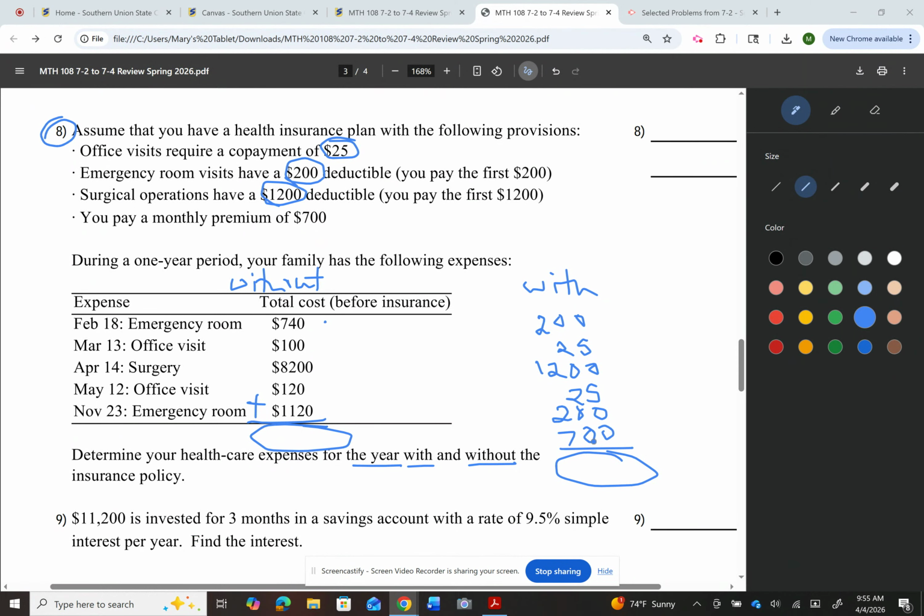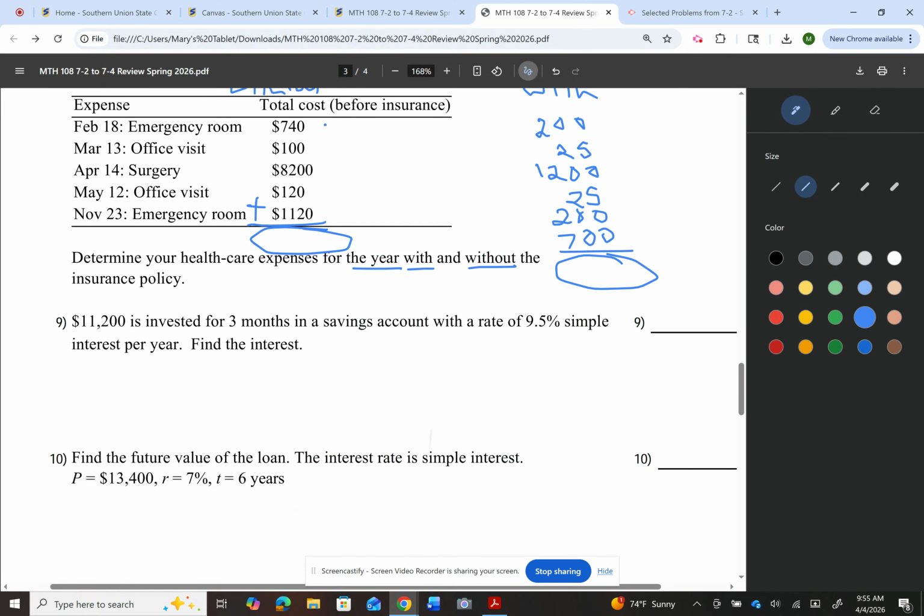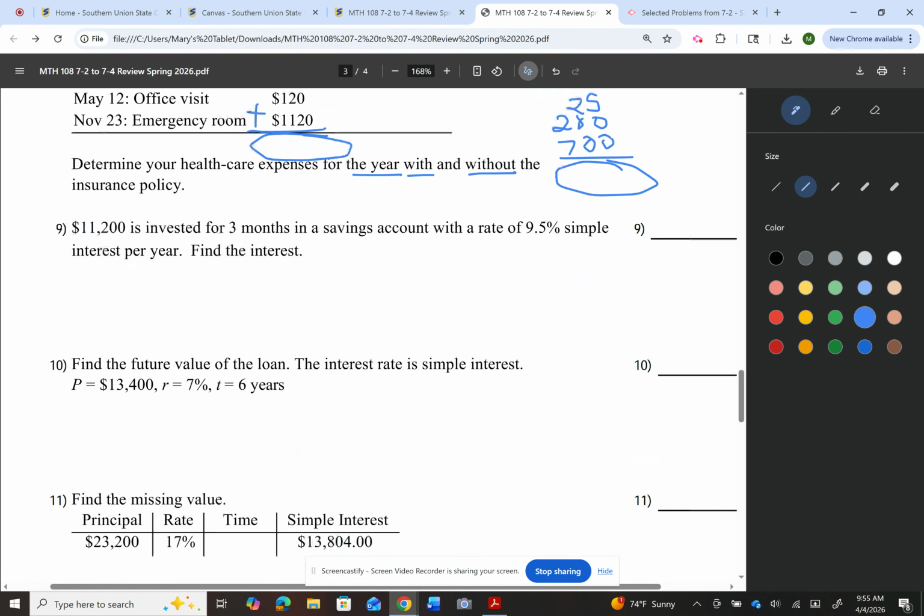All right, now we're going to be looking at 7-2. 7-2 begins, 7-3. 7-3 deals with simple interest. It starts with problem number 9. These are the ones where there's two formulas that we use. The first question, number 9, is asking for the interest.